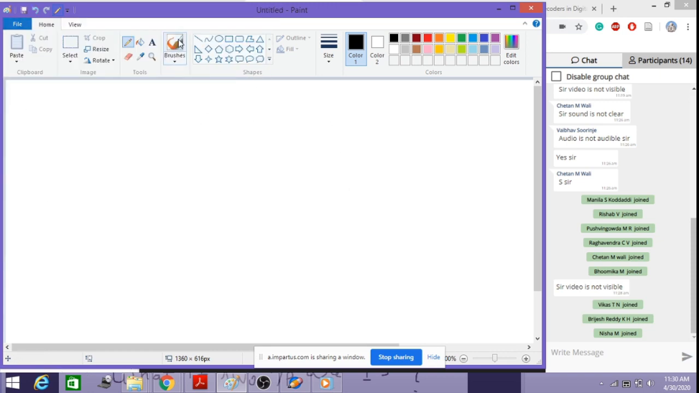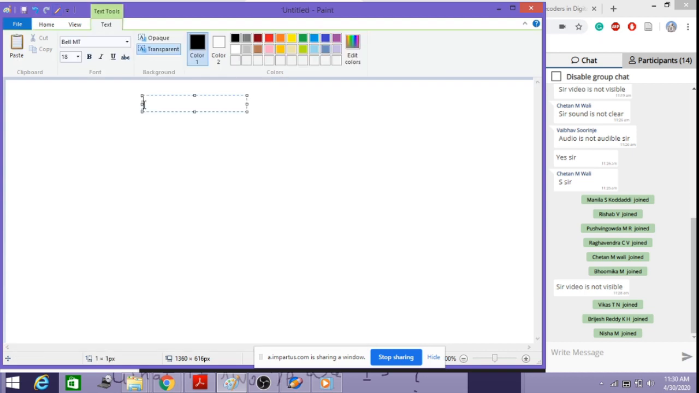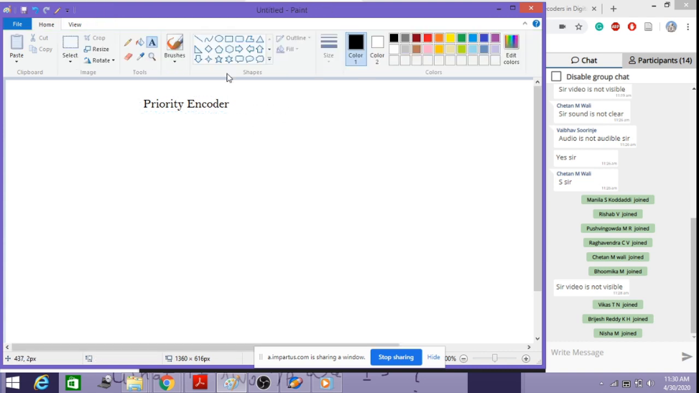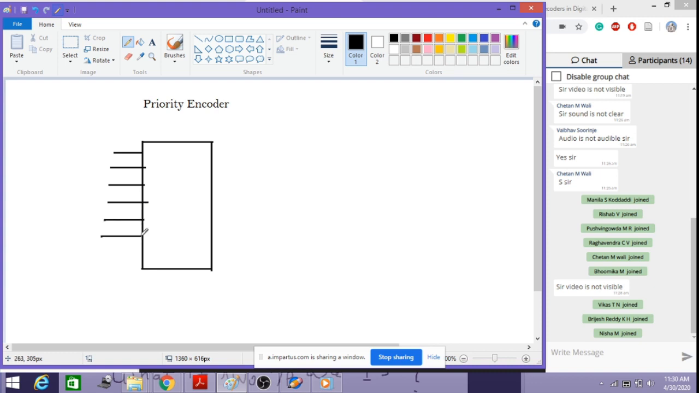Let me take this new page here, and let me talk about the priority encoder. The priority encoder is a special kind of encoder. It means it's an advanced version of the previous encoder. The problem with the previous encoder is that if two inputs become one, then what's supposed to be the output, we don't know. So in the priority encoder, what we do is give priority to the inputs. Priority means we'll give importance.